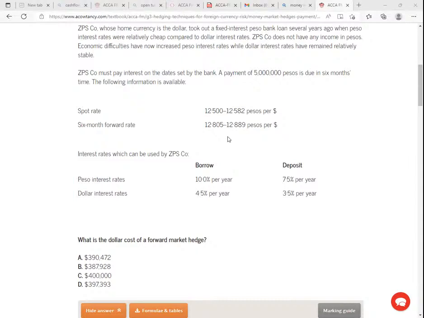We have 12.805 to 12.889 pesos per US dollar.